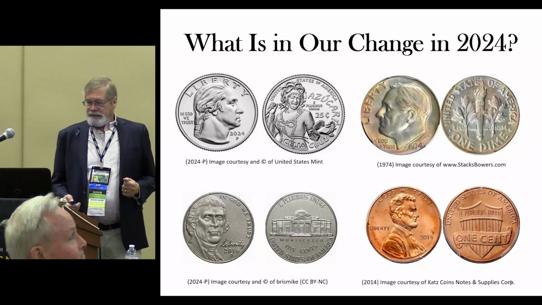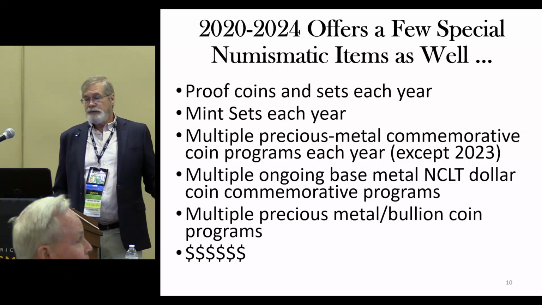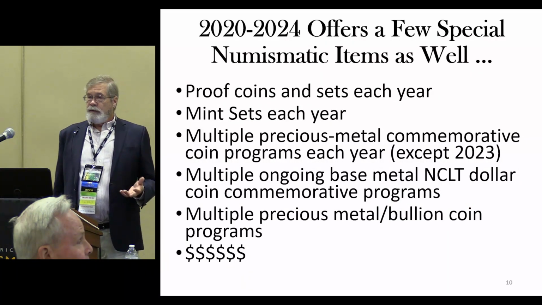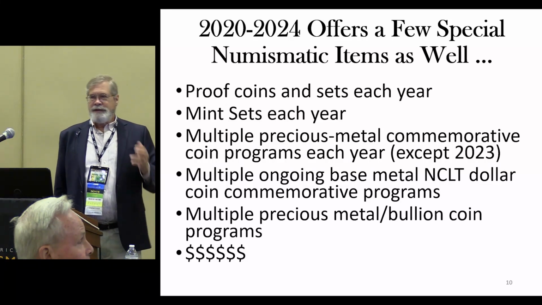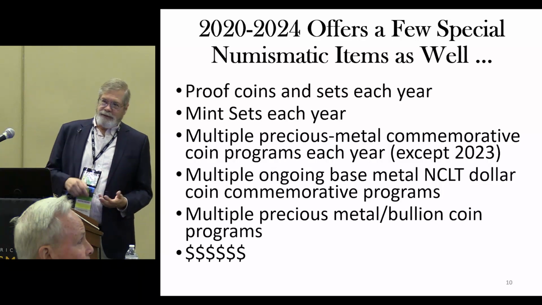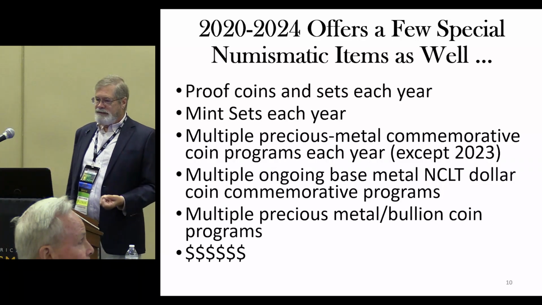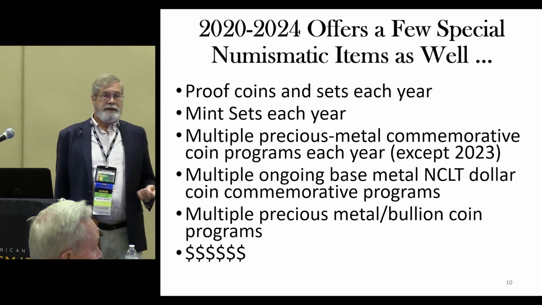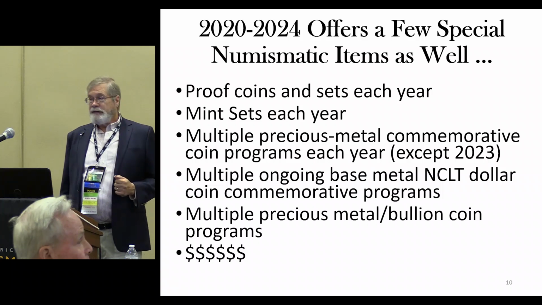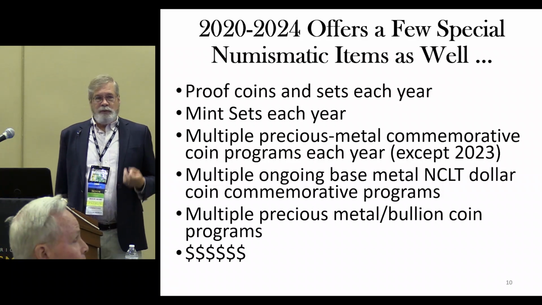Besides the circulating coins, if you go to the mint and try and get other kinds of coins through the mint, we have proof coins every single year with multiple variations of it. You can get reverse proofs, you can get enhanced proofs, you can get silver proofs, base coin proofs, all sorts of different things. We have a lot of mint sets each year. We have a whole lot of commemorative coin programs every year using precious metals, except for 2023. Every single year in the 20s, we've had multiples.